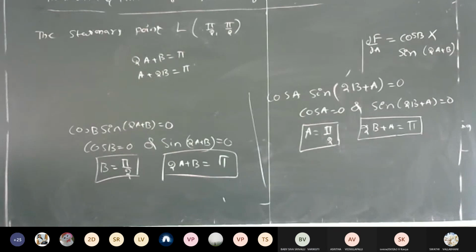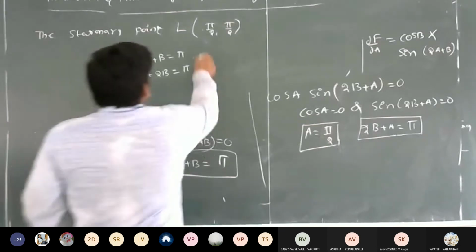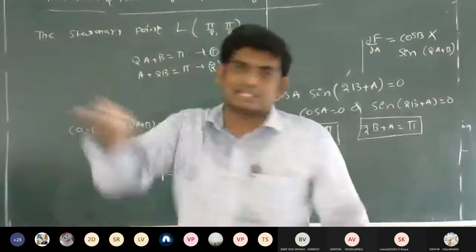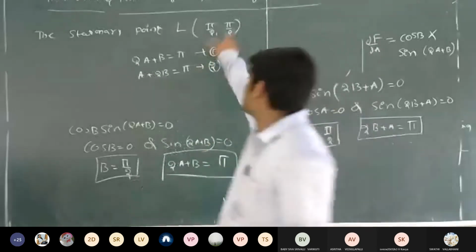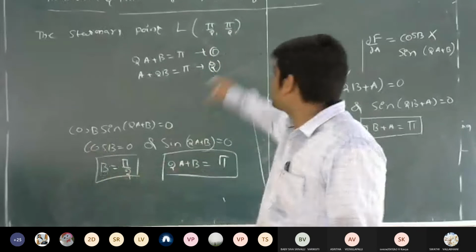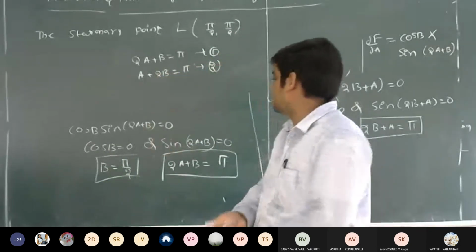I think that is not correct. So you just solve these two. Otherwise you can consider them as equations 1 and 2. Then you will get one stationary point. Already we have one stationary point, that is pi by 2 comma pi by 2. Still we have two equations that we have to solve.